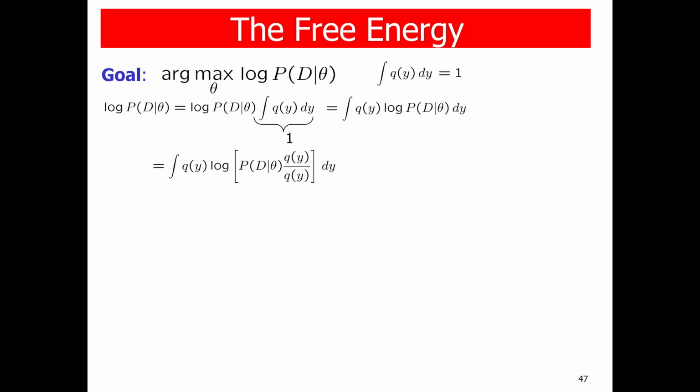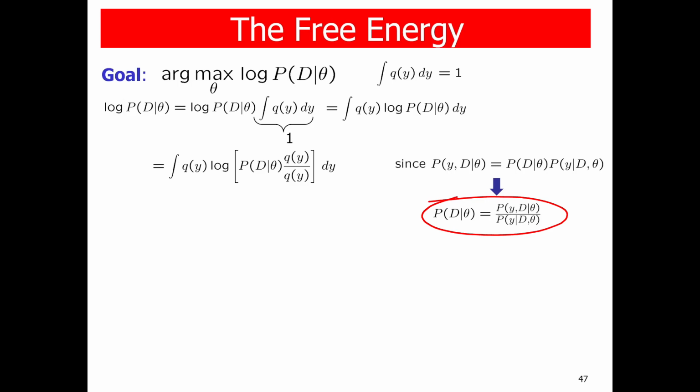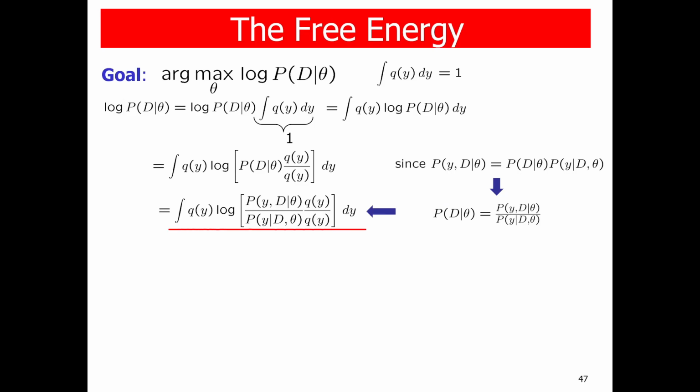Now, since p of y and d is just p of d multiplied by p of y given d, we have that the probability of the data given the parameters theta equals the probability of y and the data d given the parameters theta divided by the probability of y given the data and the parameters theta. We can plug this back into the previous equation and then get this form. This is why we did these manipulations on the log likelihood function.